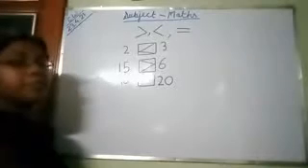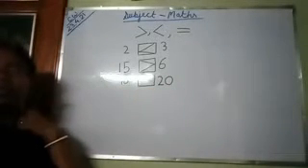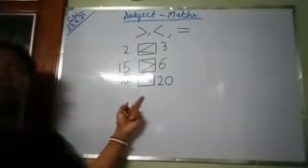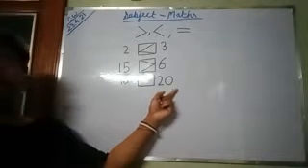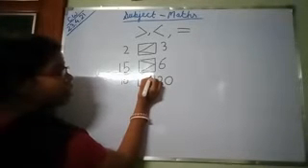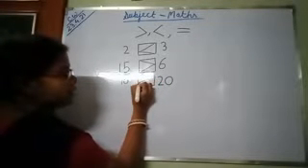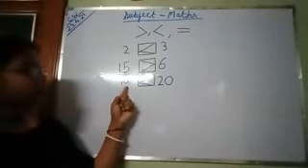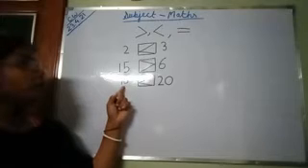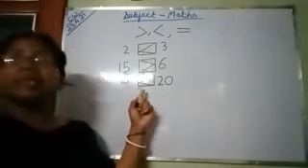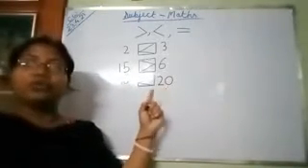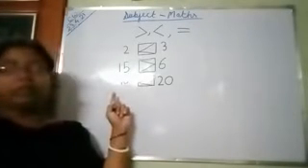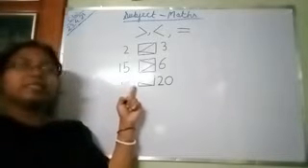Which is the bigger number, 10 or 20? Obviously 20, not 10. 20 is bigger. So we will open our mouth in this side. What will we read? 10 is the smaller number, so we will read 10 is less than 20. Once again, 10 is less than 20.